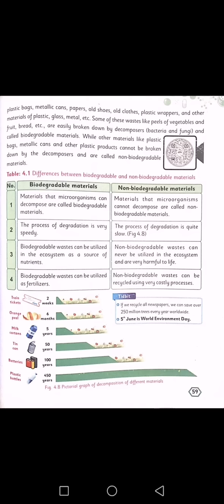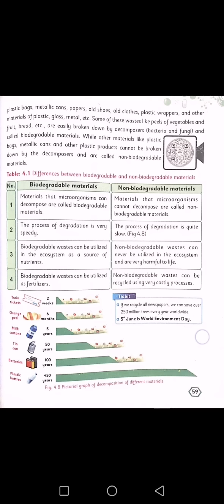Difference between biodegradable and non-biodegradable materials. Biodegradable materials: materials that microorganisms can decompose are called biodegradable materials. Non-biodegradable materials: materials that microorganisms cannot decompose are called non-biodegradable materials. Number two, in biodegradable material, the process of degradation is very speedy. In non-biodegradable material, the process of degradation is quite slow.